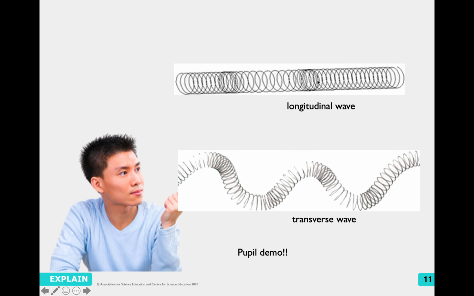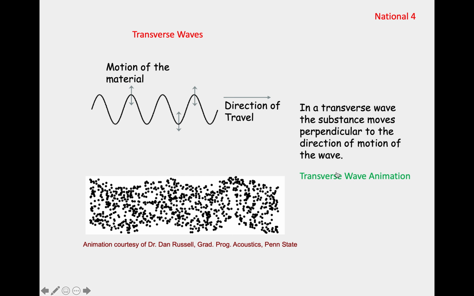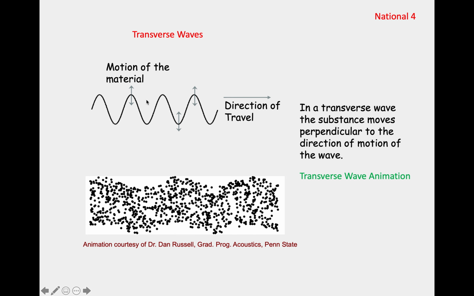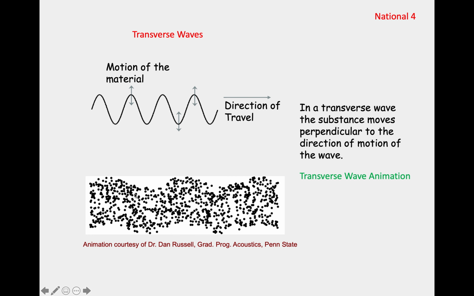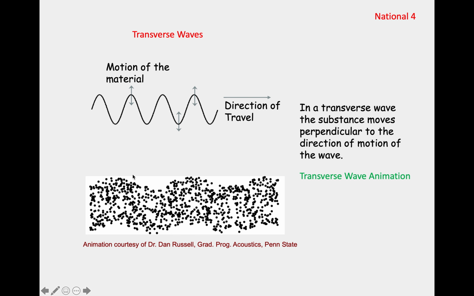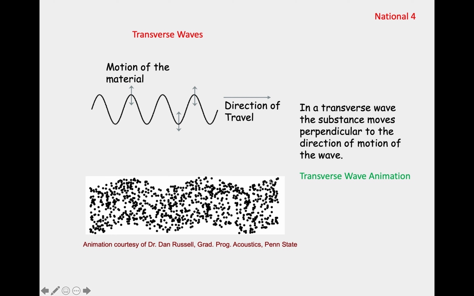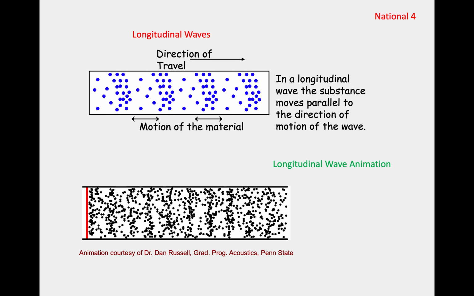Okay, so two types of waves, a longitudinal and a transverse wave. Let's look at the transverse wave first. You will see that the wave is going towards the right, but the particles are moving up and down, up and down. Each individual particle only goes up and down, but the shape just looks like it's moving along the way, but it's actually only up and down. So this is a transverse wave.